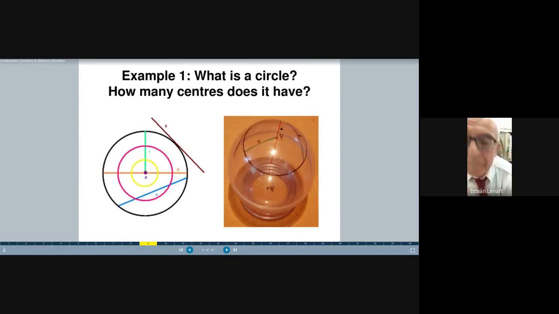This is one example. I don't know if anybody sees it, this is an orange and this is a cup, a bottle. And if you ask the kids to draw around this one on the orange, or on the plastic ball, a circle, and you ask him or her, why is it a circle? This is a very, very difficult question. Is it a circle on the sphere or not?